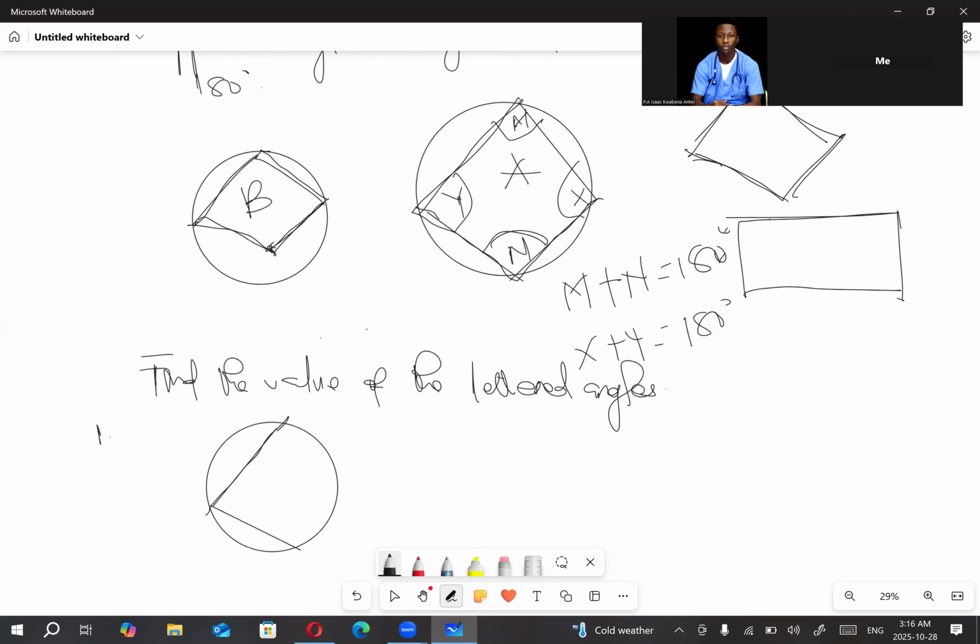Be very cautious with the word cyclic. Because going forward, there might be questions I'll be giving you, and if you don't take care and you assume it's a cyclic quadrilateral, you may get it all wrong. That was that side. I just explained that.